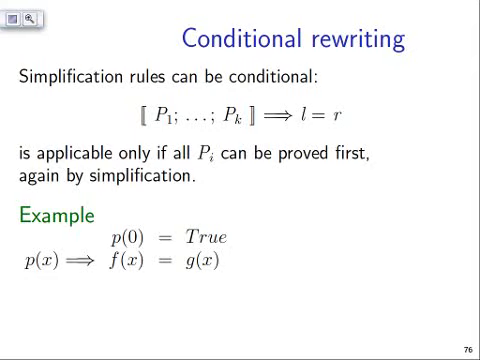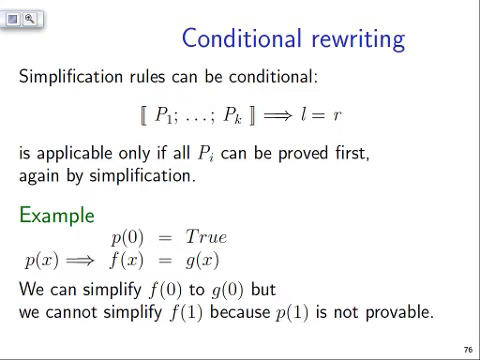And here's an example. We have two equations here. First one, unconditionally, p of 0 is true. And the second one is conditionally, if p of x, then f of x equals g of x. Now let's see what happens if we try to simplify f of 0. I claim f of 0 can be simplified to g of 0. Why? Because you can use this conditional equation: if you try to use it on this term f of 0, you have to prove p of 0, and you can prove p of 0 because the first equation will simplify p of 0 to true. So that's why the second equation becomes applicable.